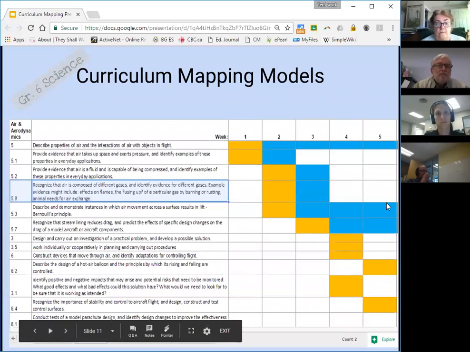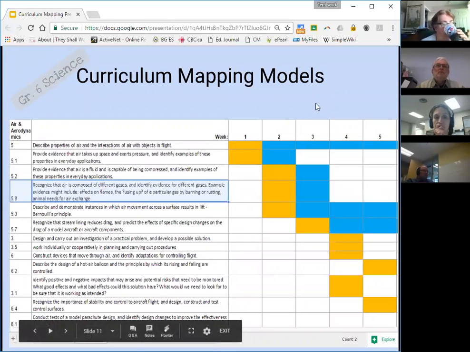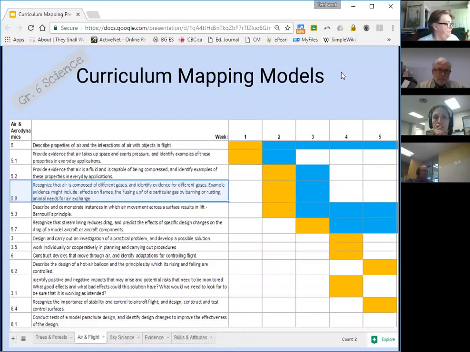The next one is a grade 6 science course. This particular group of grade 6 science teachers had a huge disagreement about which unit should be taught first, which one could be second, which one should be third. So what they chose to do was to develop each unit separately. You can see across the bottom, there are different tabs: trees and forests, air and flight, sky science. So now any teacher can take this map and move it forward. And then they've just determined collectively how many weeks it would take to teach that unit. So now I could do evidence first, and Brett, you could do trees and forests first, and Elise, you could do sky science first, and it would all be fine because we have our map together.